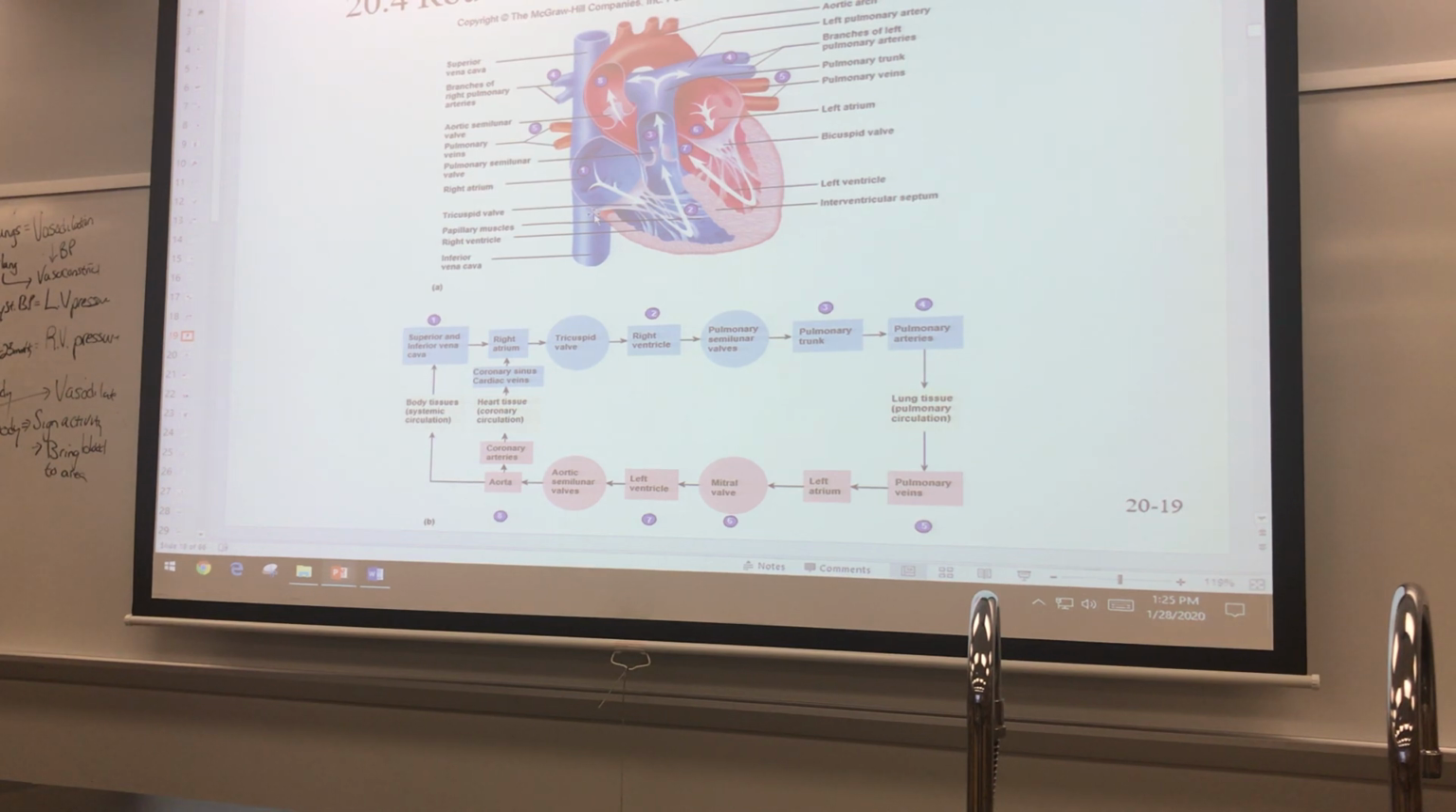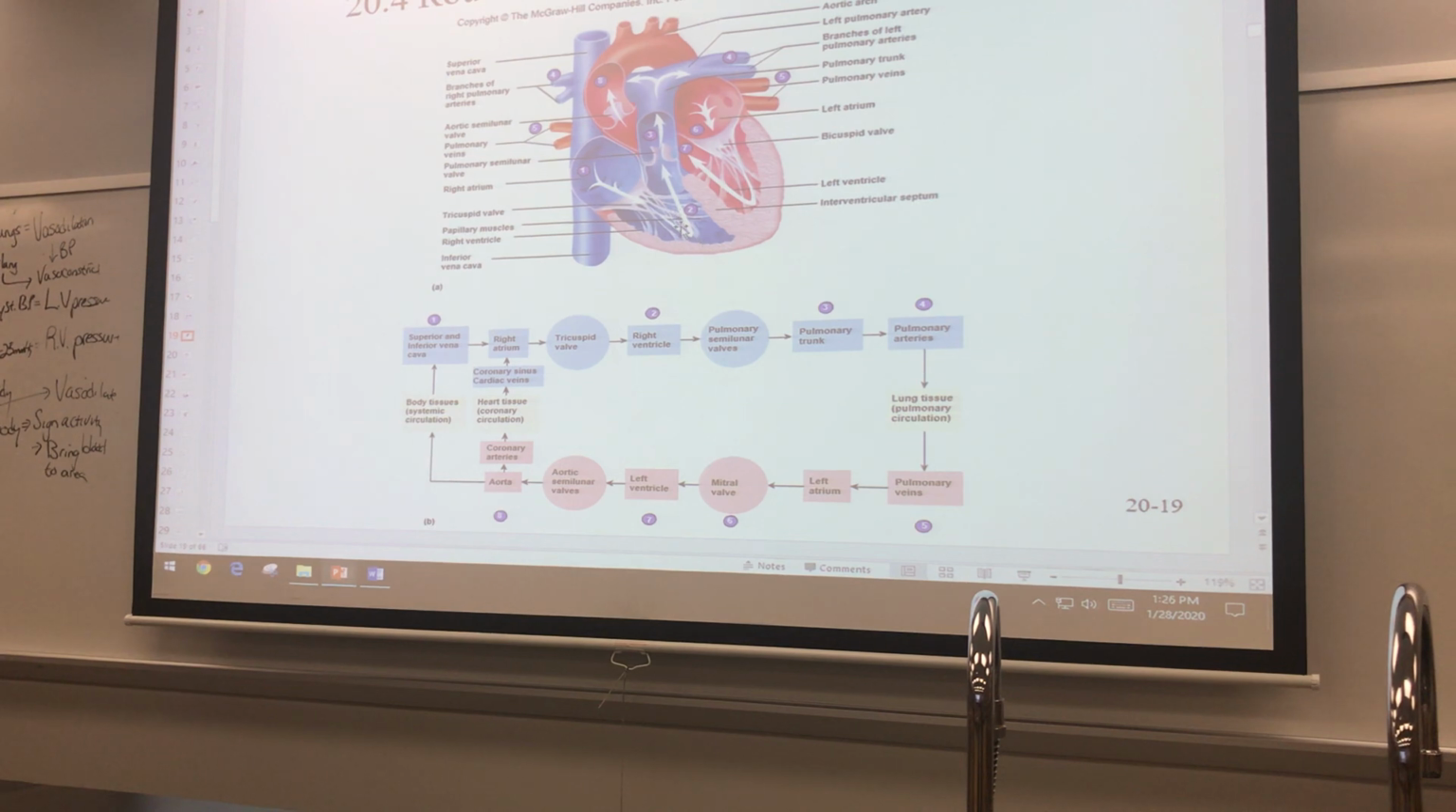two main veins in our body. The superior vena cava drains deoxygenated blood from the rest of your body, your upper body. The inferior vena cava drains from your abdomen and lower body. That deoxygenated blood goes up the inferior vena cava, then it goes into the right atrium. From the right atrium, it goes into the right ventricle. In the process, it goes through the valve called the tricuspid valve.